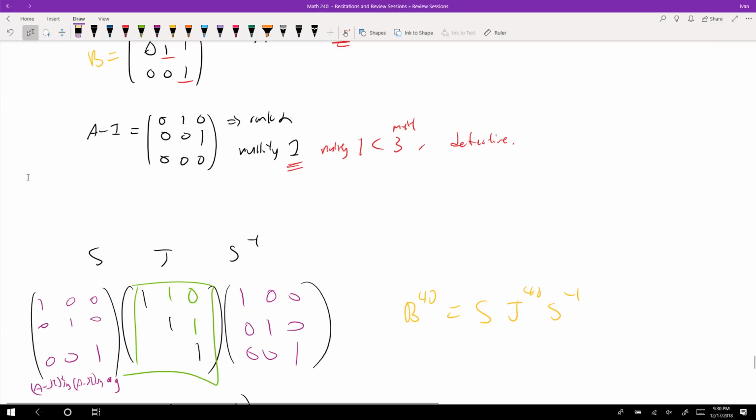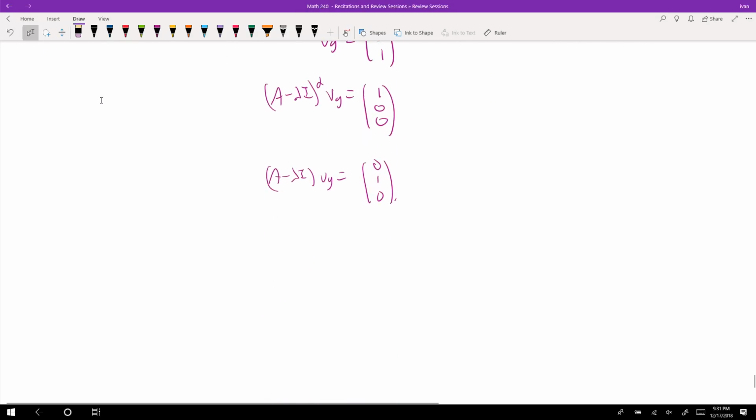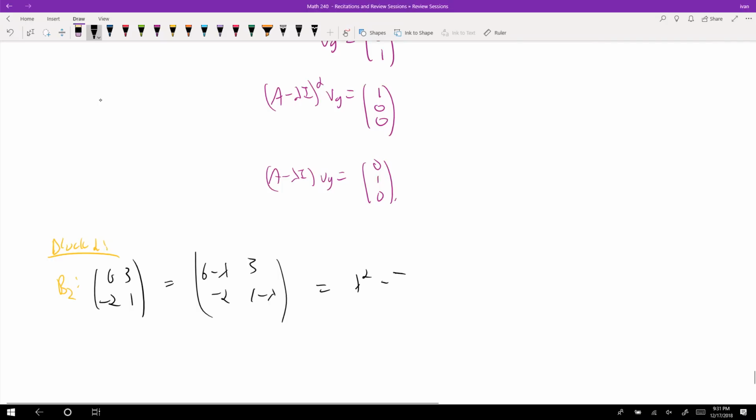It ends up being like combinatorics. There's some binomial factor, something like 40 choose something, that you could have done. Anyways, not the best. And then likewise, block two on the bottom, I think this one was more doable. This is 6, 3, negative 2, 1. I'll call this block B2. So this is equal to the determinant of 6 minus lambda, 3, negative 2, 1 minus lambda, which gives lambda squared minus 7 lambda plus 12, so this is (lambda minus 3)(lambda minus 4).